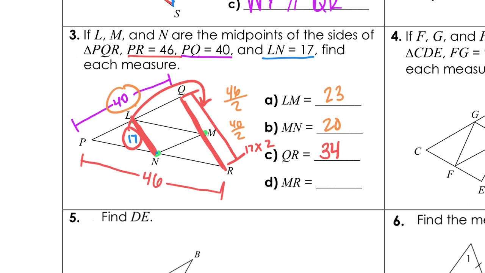All right, and then the last piece that they want is MR. So let's go ahead and figure that out. MR is this piece right here. Now remember, we just figured out that QR is 34, and because this is a midpoint, that means each of these pieces would be 17 because half of 34 is 17. So that's what MR would have to be.